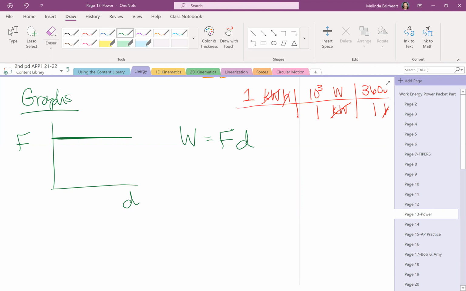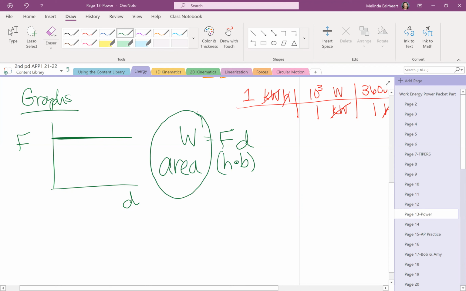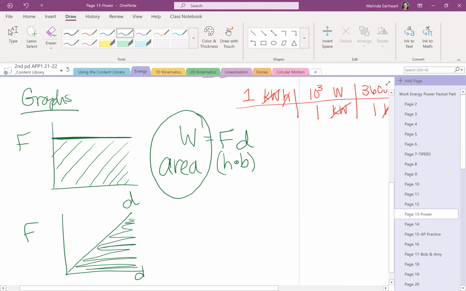Area, we need to multiply that force times distance, that base and height, right? Base times height, height times base, same difference. And so it's the area that gets us work. If it's a constant force, we get to see a square. What if it's a changing force? Maybe some kind of variation of a triangle, okay? 1/2 base times height.